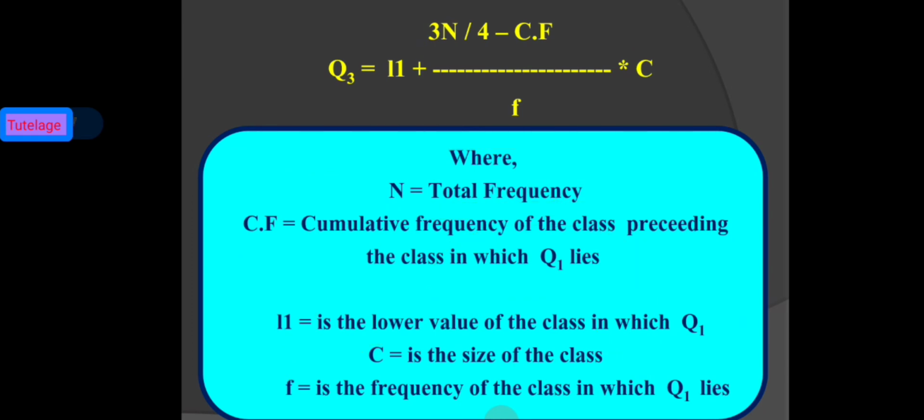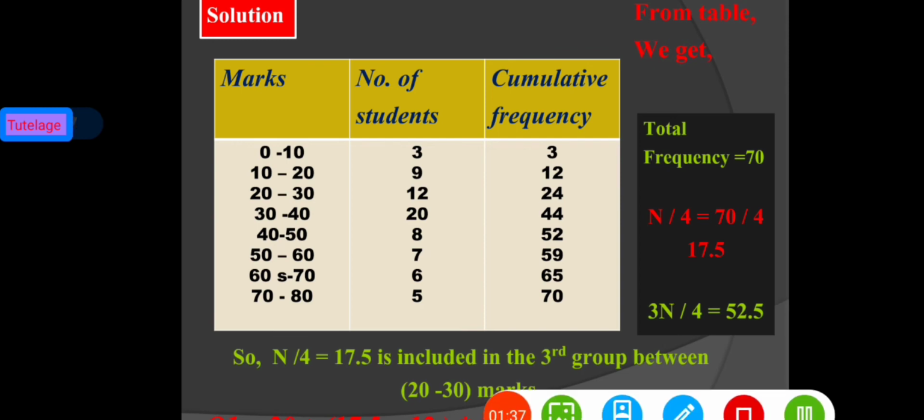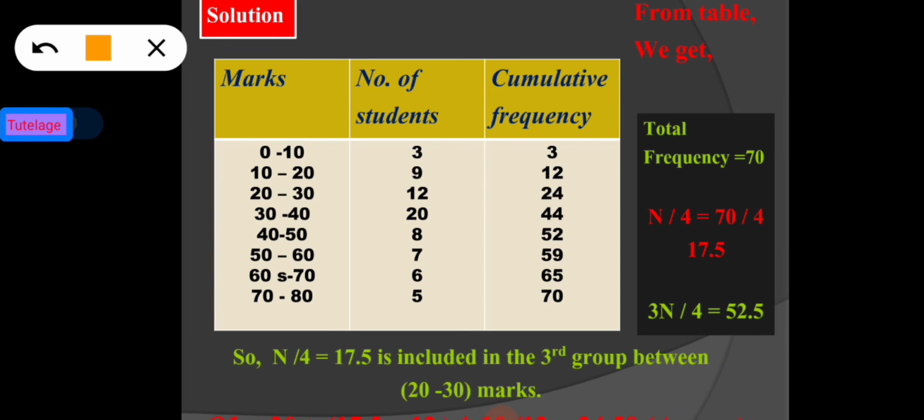Okay, so now going to the solution. Here we can see the table, and there are 3 columns. The new addition is cumulative frequency. So the cumulative frequency of the first class is 3, because there is no previous class. So that means 3 plus 0 equals 3. Now going to the second one. So 3 plus 9, which is equal to 12.